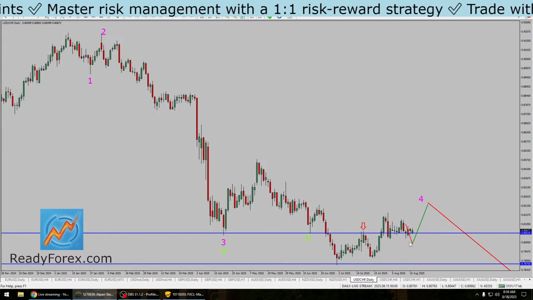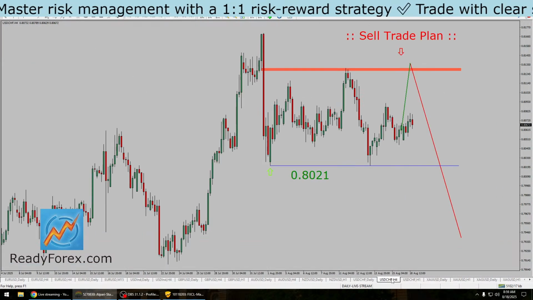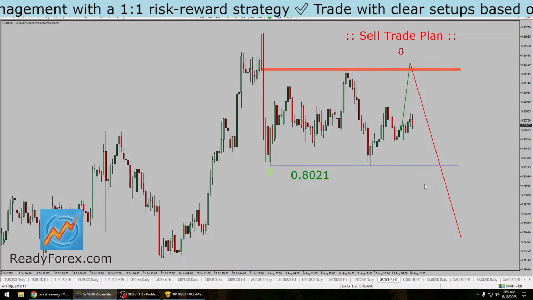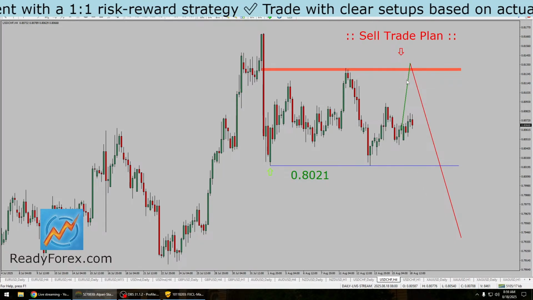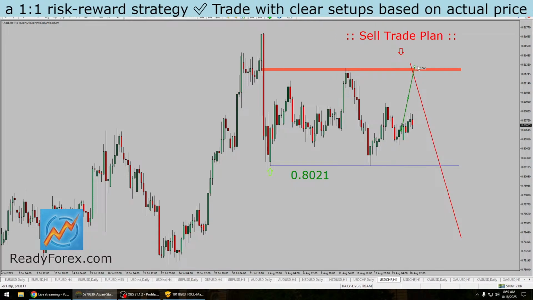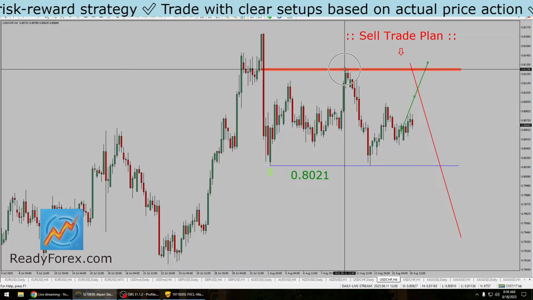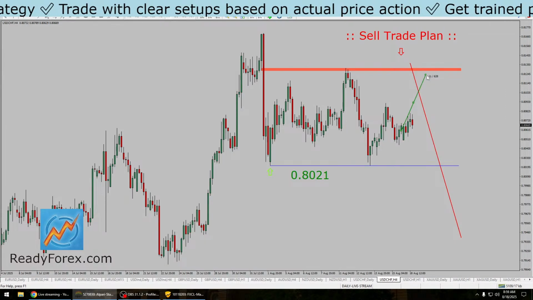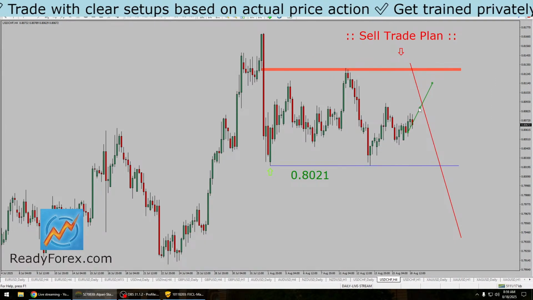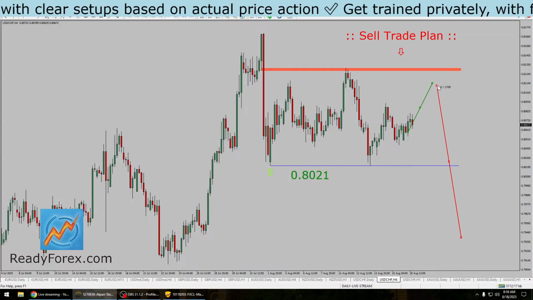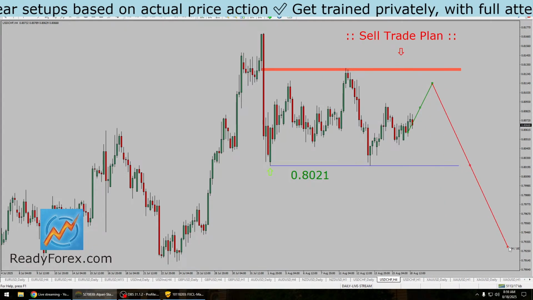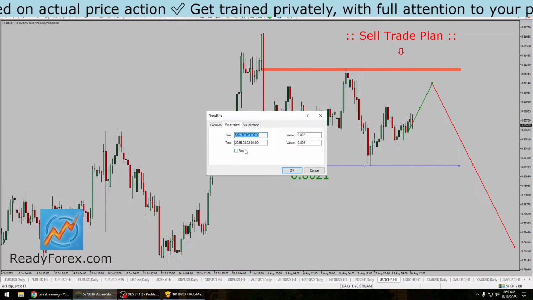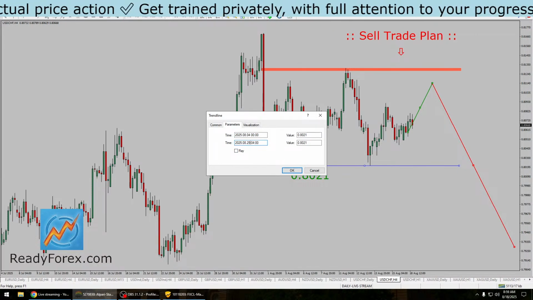US dollar Swiss franc, the market is probably going to drop, the way the market is behaving. This is a sell trade plan. One idea is that price action is going to retest this area and then start the decline. The second idea is to wait for a rise in price action, maybe a little bit over here, and then expect a further drop in the US dollar versus Swiss franc currency pair.